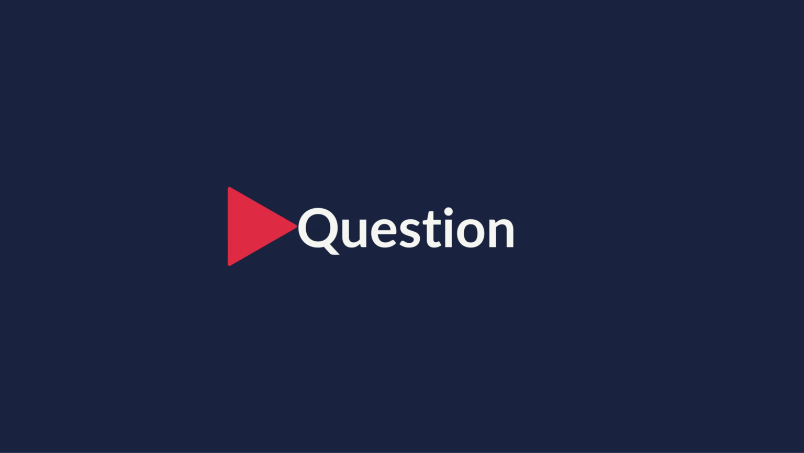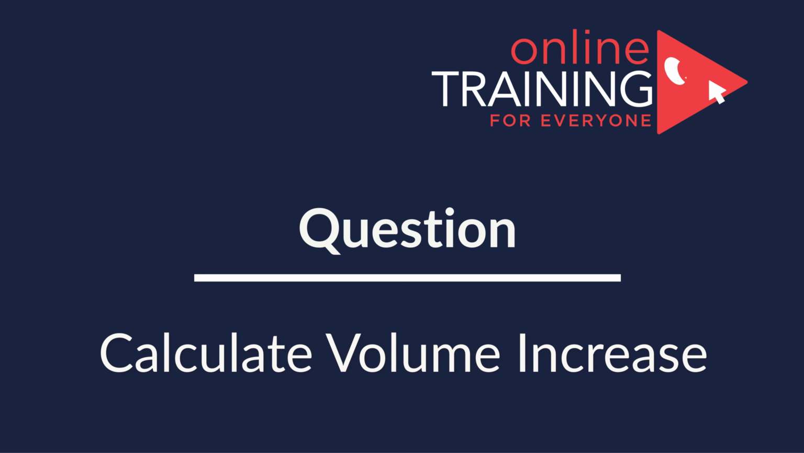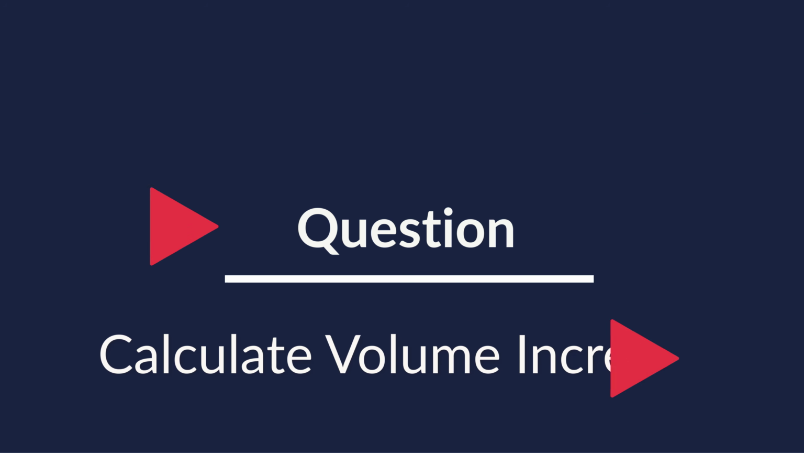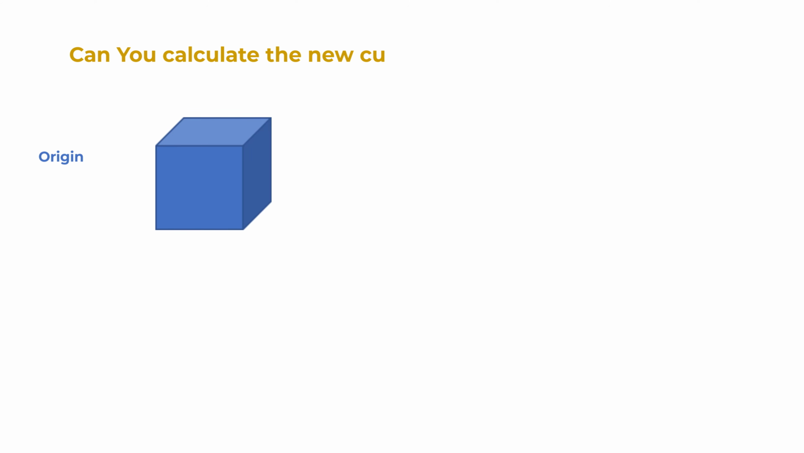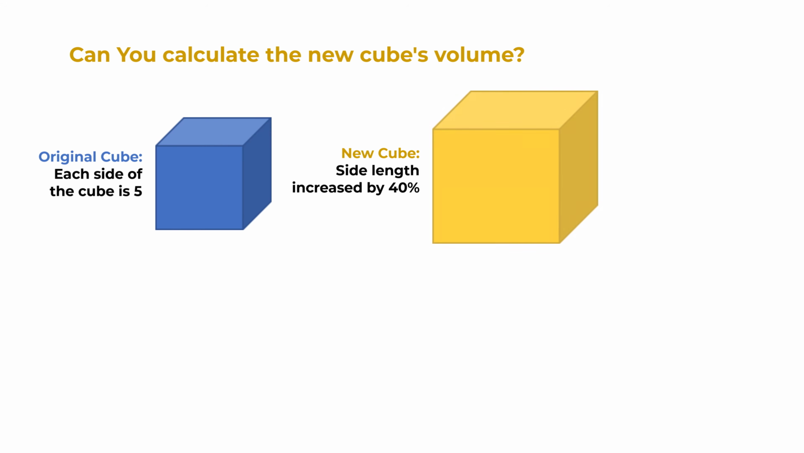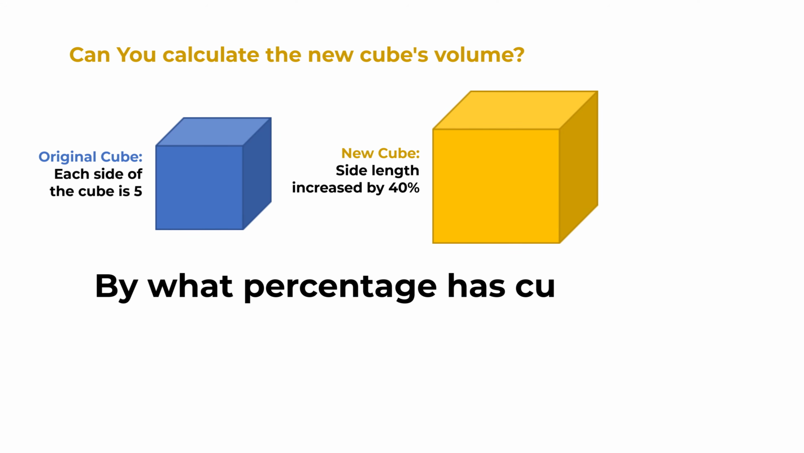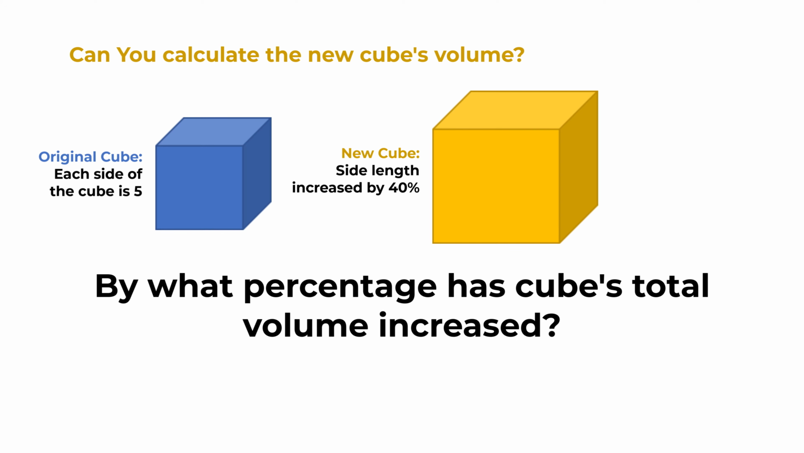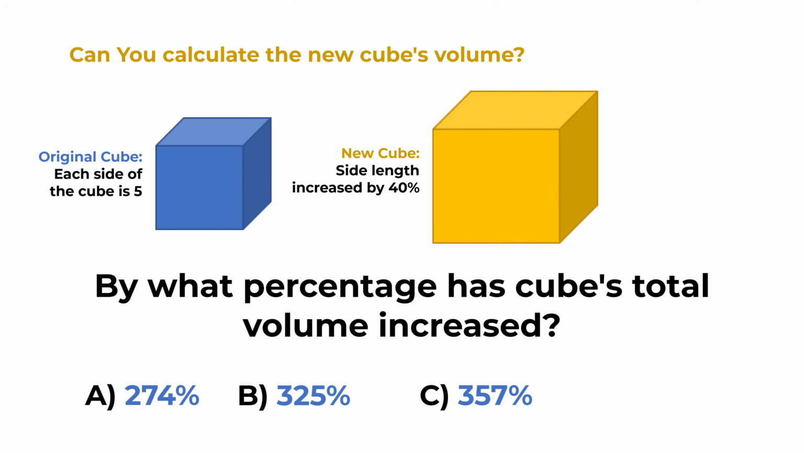Here's a very interesting question we frequently see on the test. A 5 by 5 by 5 cube has its side's length increased by 40%. As a result of these changes, by what percentage has the cube's total volume increased? You're presented with 4 different choices. Choice A, 274%. Choice B, 325%. Choice C, 357%. And choice D, 379%. Do you see the answer?